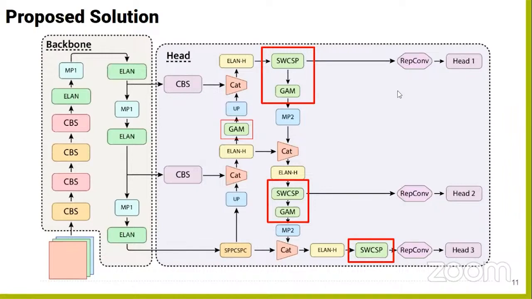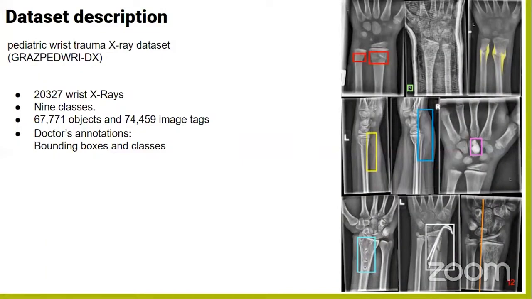The key important thing here is that it improves the model's ability to detect small objects, medium objects, and large-sized objects. If you notice these red boxes, we suggested to insert the Swin Transformer and GAM attention before each of the detection heads. And of course, now you are wondering why in this position exactly.